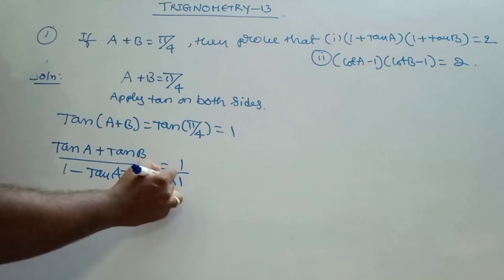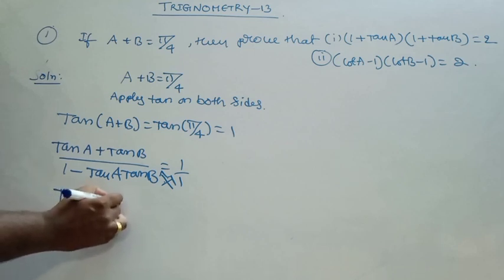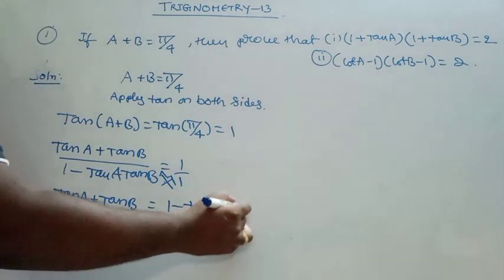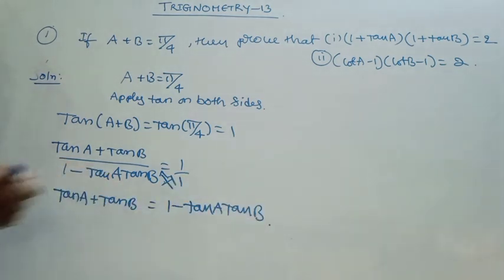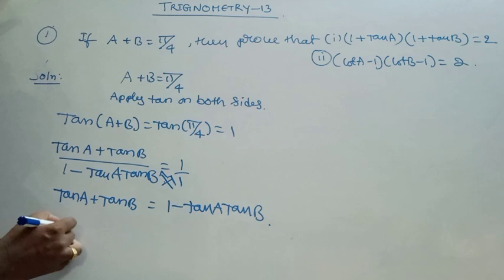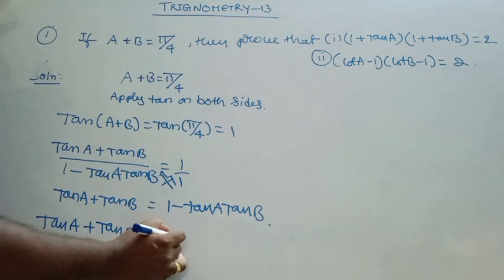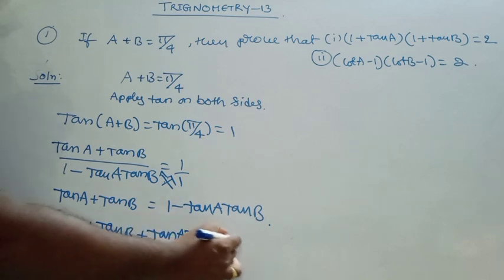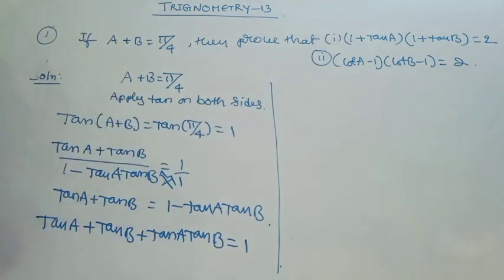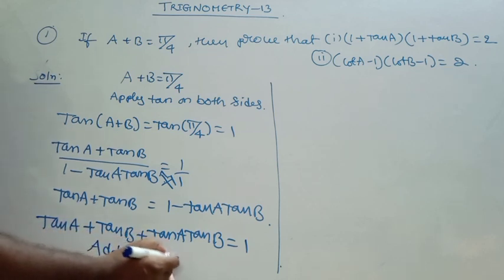Now if you do the cross multiplication, this is tan a plus tan b is equal to 1 minus tan a tan b. Let us bring this to the left side. Then we get tan a plus tan b plus tan a tan b is equal to 1. In this particular one we need to prove it as 2, so what I do is add 1 on both sides.